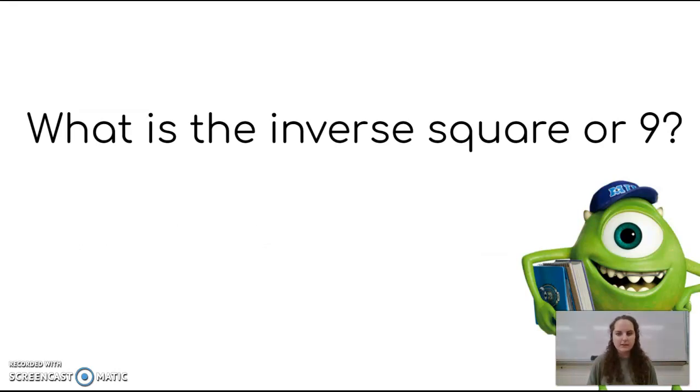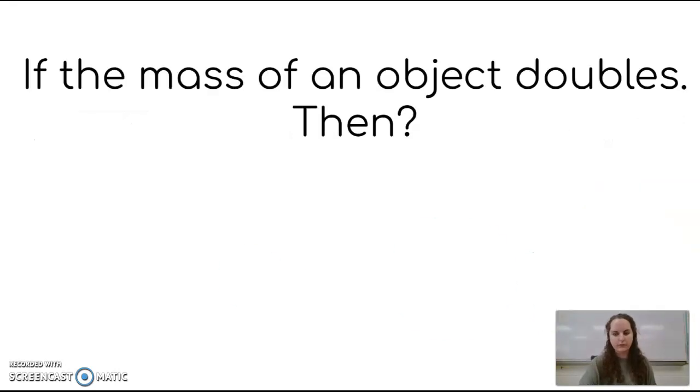So what is the inverse square of 9? Basically, what this is saying is that we need to take 1 over 9 squared. That's what the inverse square is really saying to us. So 1 over 9 squared is going to be 1 over 81. So that's what you should get for your answer there.